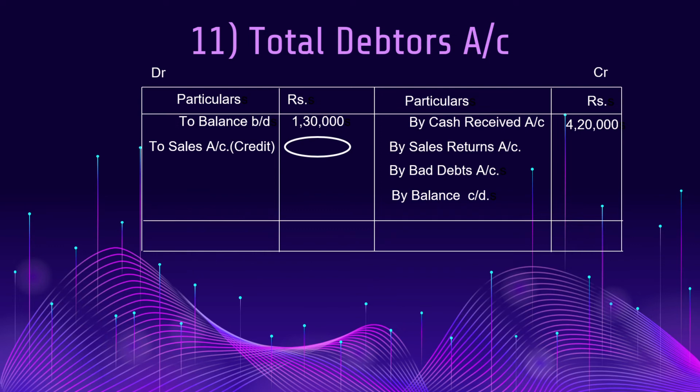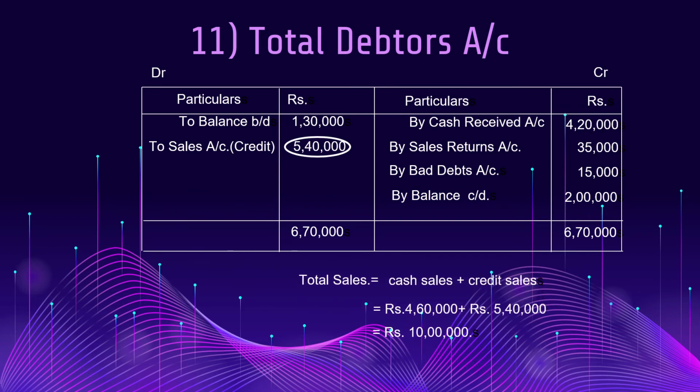1,30,000, cash received is 4,20,000, sales return 35,000, bad debts 15,000, closing balance 2 lakhs. And now you will put the total on both the sides. Now the difference between these two is credit sales. Now we are asked to find out the total sales.